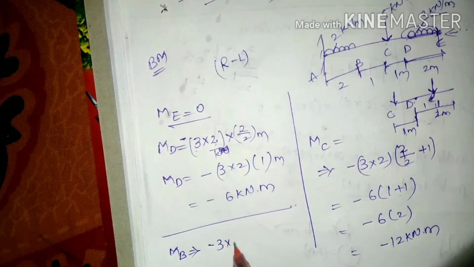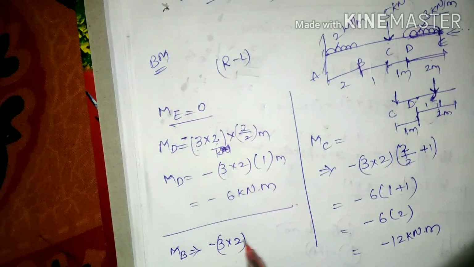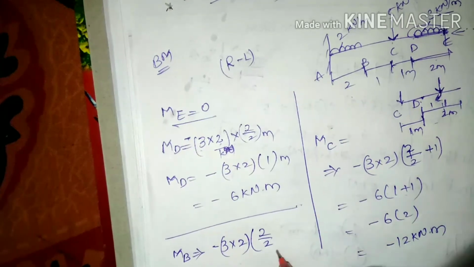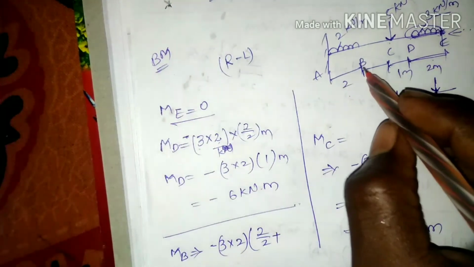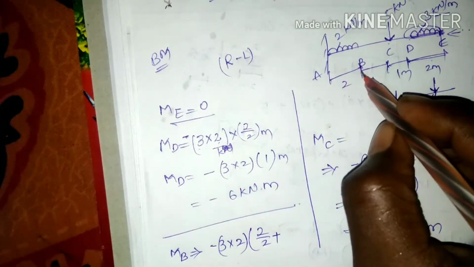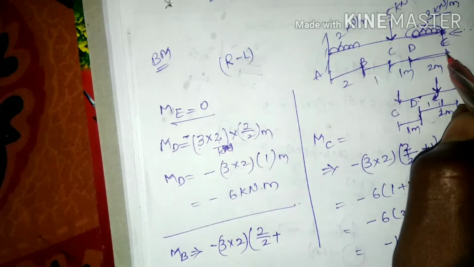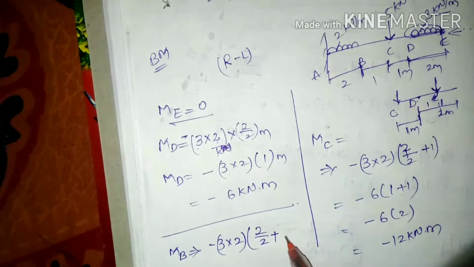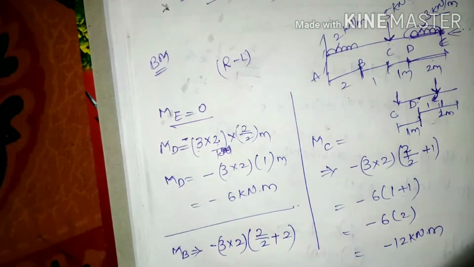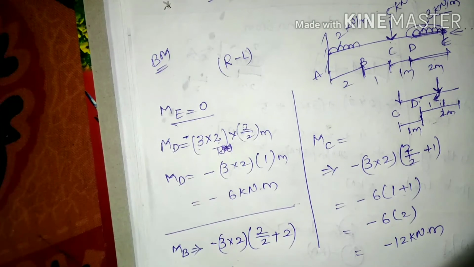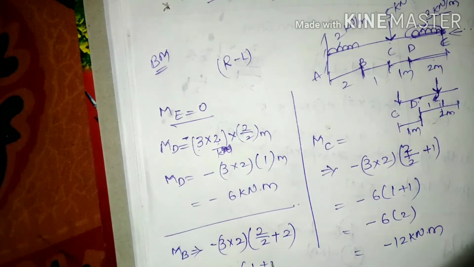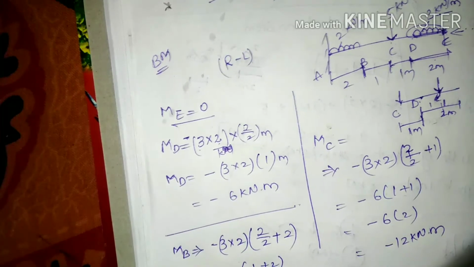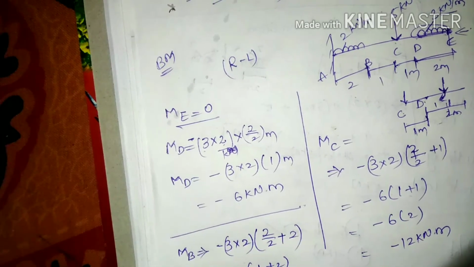minus 3 into 2 and 2 by 2, taking the moment from the midspan. For B, we are going to add the extra meters, that is 2 meters, so that is going to be minus of 6 of 1 plus 2, that is equal to minus 6 of 3, minus 18 kilonewton meter.